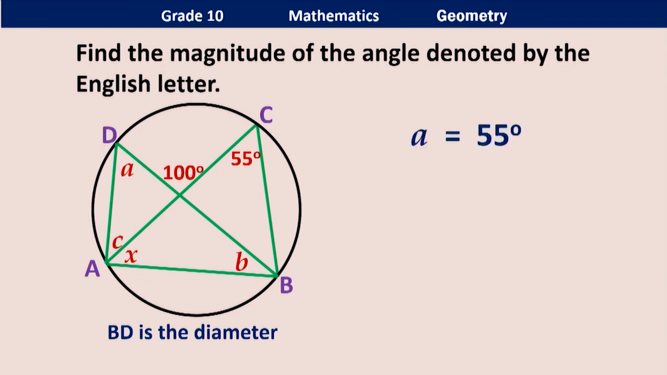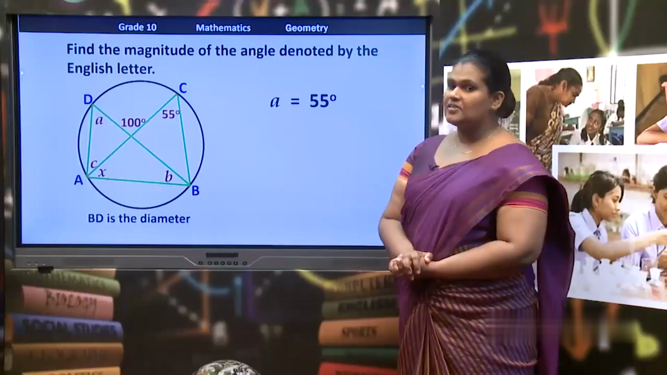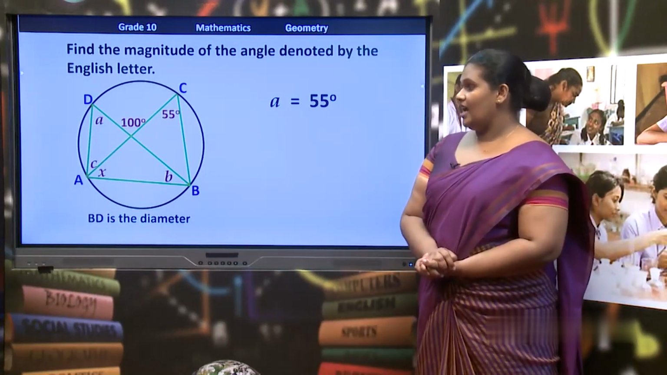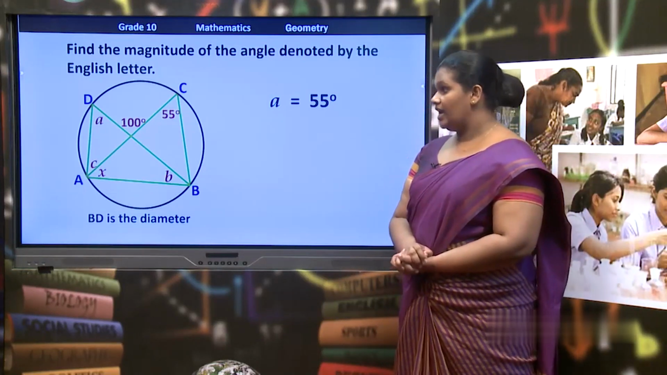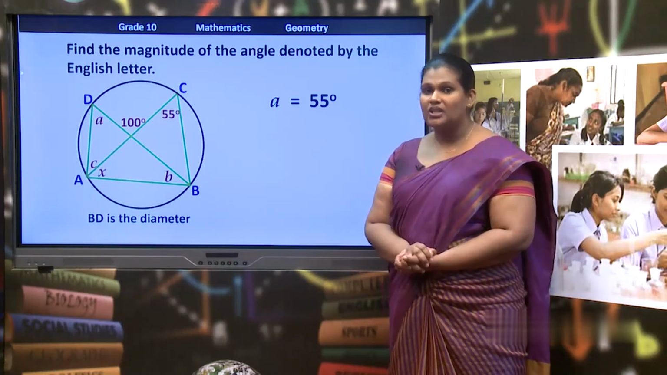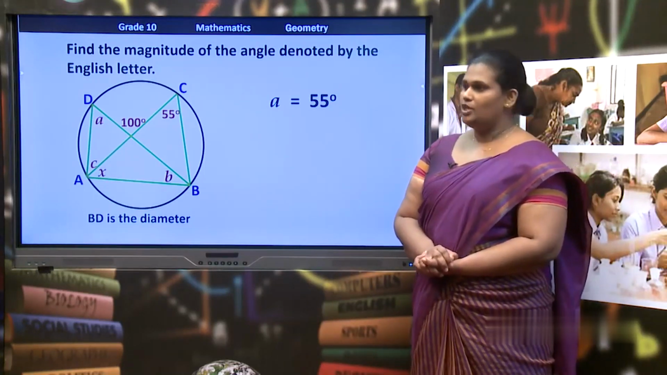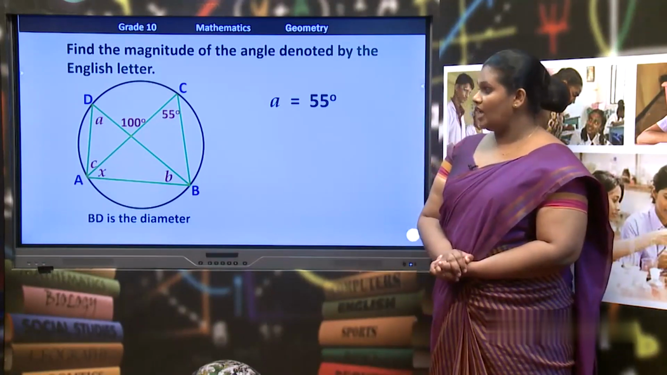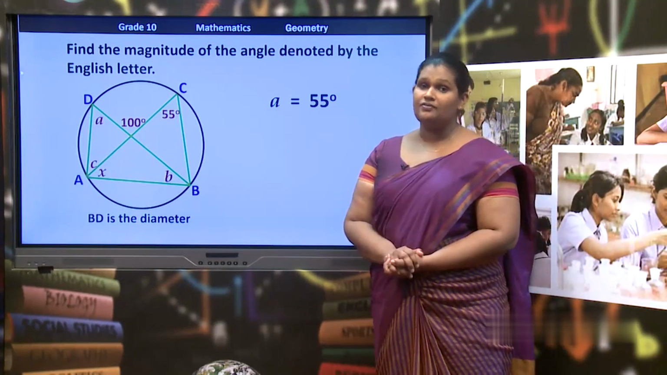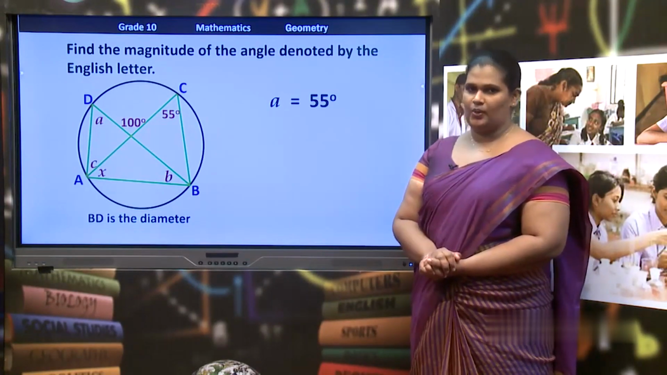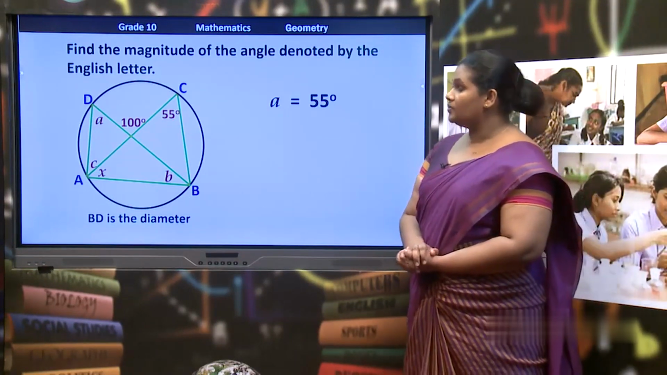First, we will get the magnitude of angle A. Previously, we have learned that the magnitude of the angles in the same segment are equal. Now, when you look at the question, you can see the magnitude of angle ADB and the magnitude of angle ACB should be equal. The reason is both angles are on the same segment. So, angle ADB is denoted as A and they have mentioned the magnitude of the angle ACB, that is 55 degrees. Therefore, we can say the magnitude of A is equal to 55 degrees.